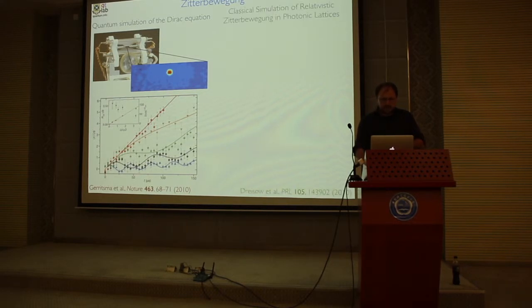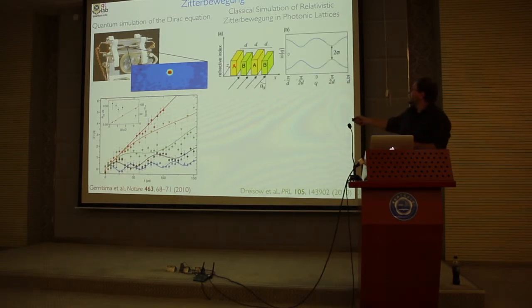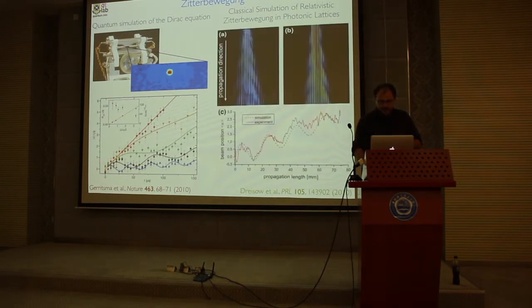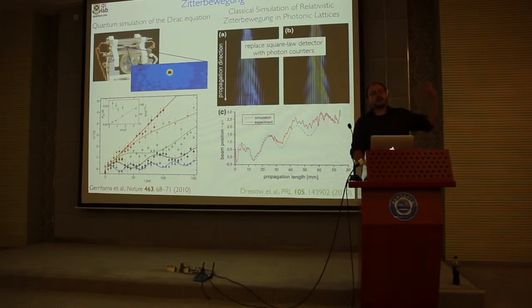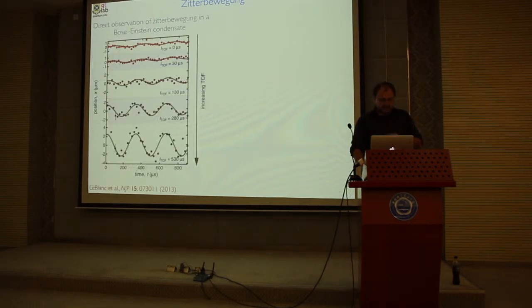At the same time, there was a photonic simulation done by Alex Szameit's group, where they took an array of waveguides, and what they saw, again, you can see this motion, but they did it with classical light, so they called it a classical simulation. They were using a laser and square law detectors. If they'd replaced the square law detectors with photon counters, then it would have been a quantum simulation. And then finally, two years after that, there was a simulation of this phenomenon again with neutral atoms.